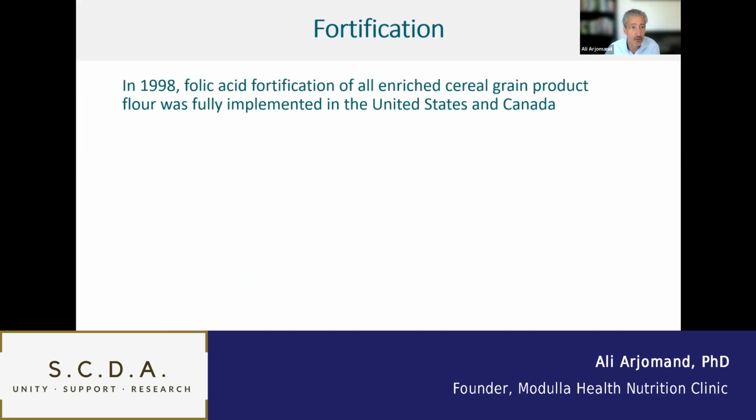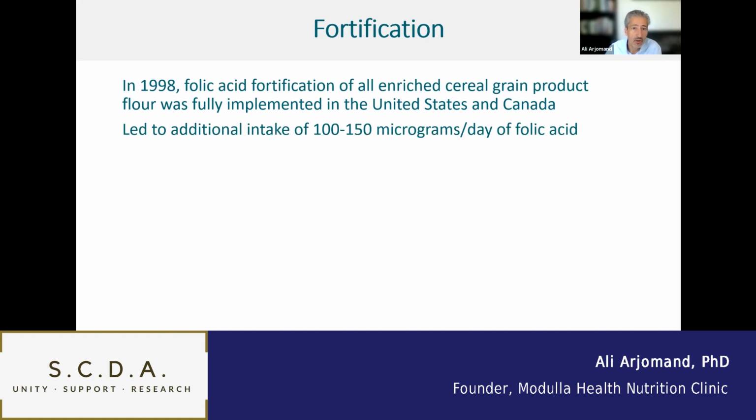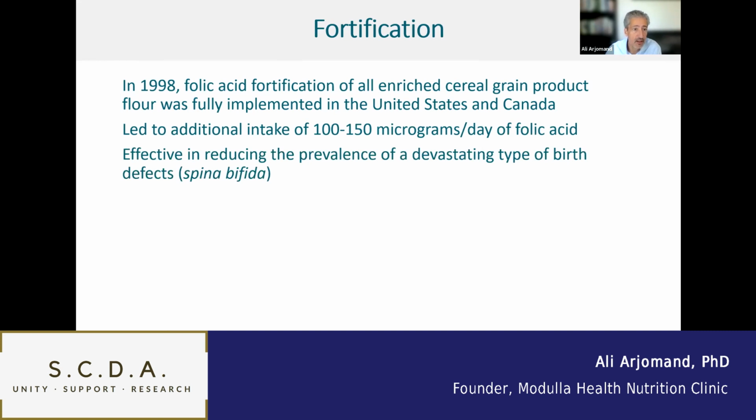I'll give you a real world example. In 1998, folic acid fortification of enriched flours and enriched cereal grains was fully implemented in the US. It started a few years before that, and it was fully implemented by 1998. It led to an additional intake of about 100 to 150 micrograms per day of folic acid through these enriched cereal products. Whether you wanted it or not, it was embedded and fortified in the US. It was a very effective intervention at reducing the prevalence of a very specific birth defect called spina bifida. Spina bifida is caused by folic acid deficiency in the early days of pregnancy, and this was a very effective fortification to address that gap in the diet.